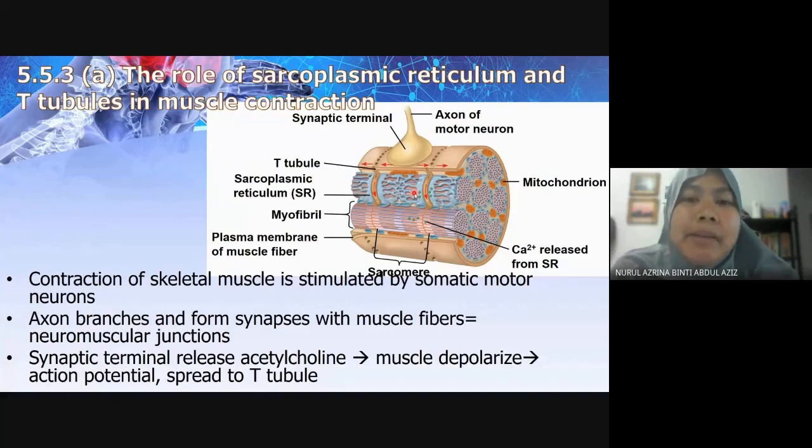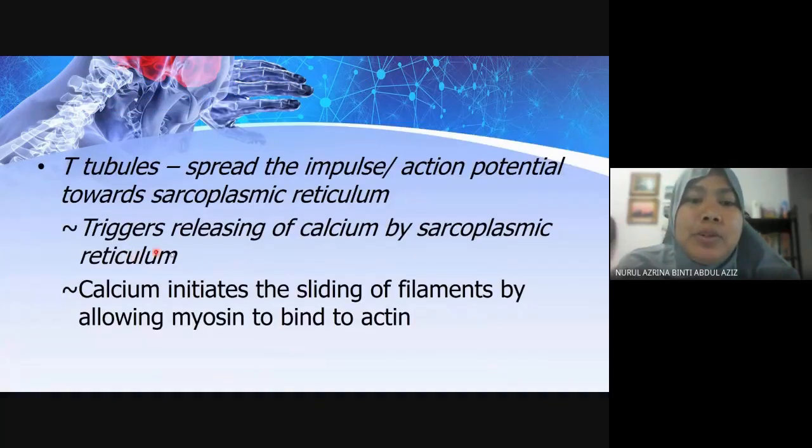Okay. So what happened? Right? So this will trigger the calcium ion, tolong tambah dalam nota, calcium ion, okay, to be released by the sarcoplasmic reticulum. So remember, siapa yang simpan calcium ion tu? Sarcoplasmic reticulum. Okay. So what happened to the calcium ion? The calcium ion initiate the sliding filament by allowing myosin to bind to the actin.